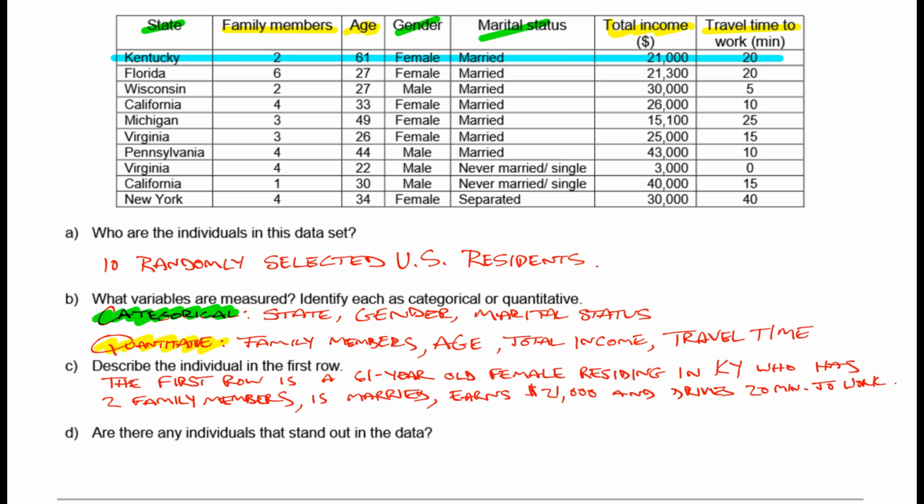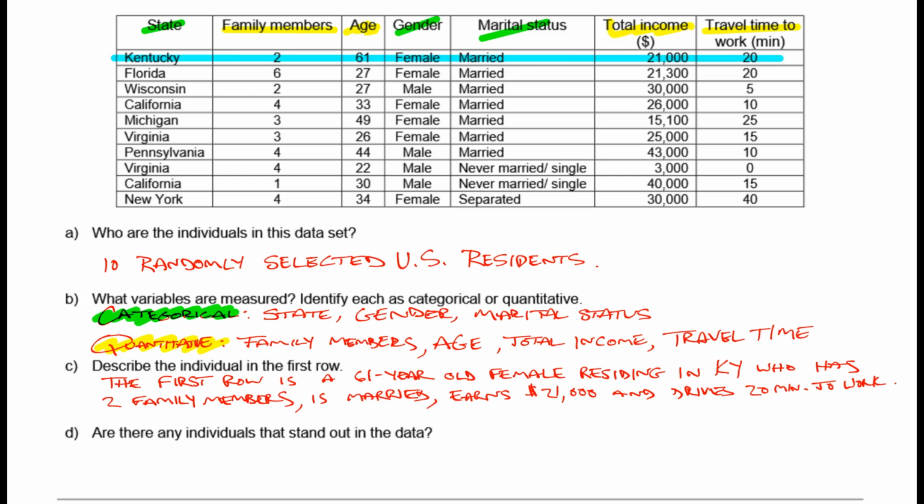Okay, there's the answers to our first 3 questions. Let's talk about those quickly. Who are the individuals? It's the 10 randomly selected U.S. residents. What variables are measured? Well, the categorical variables are state, gender, marital status, and the quantitative variables are family members, age, total income, and travel time. Remember, a quantitative variable is a variable that can be averaged.